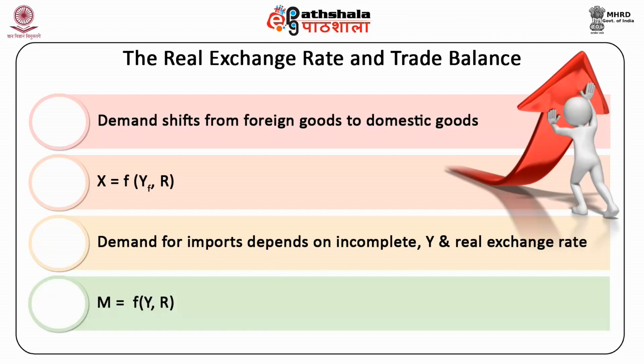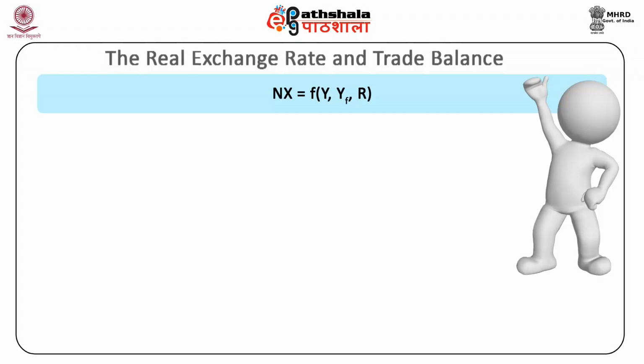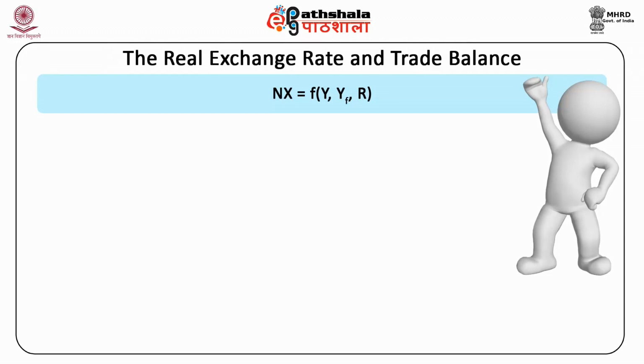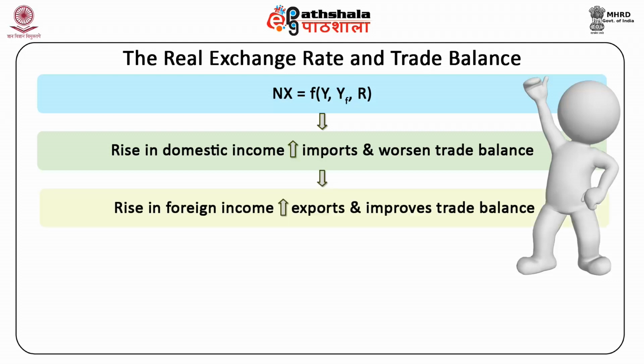That is, M is equal to a function of Y, R. Thus, Nx can be written as Nx is equal to a function of Y, Yf, R. This equation implies that, first, a rise in domestic income increases imports and thus worsens the trade balance Nx. Second, a rise in foreign income increases exports and thus improves the trade balance.